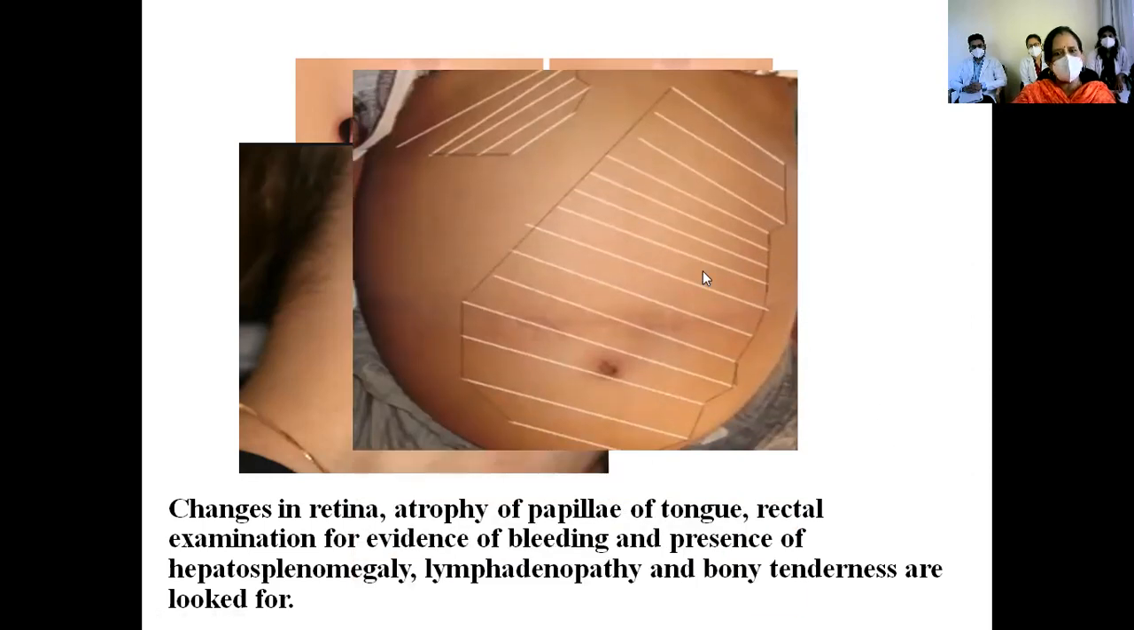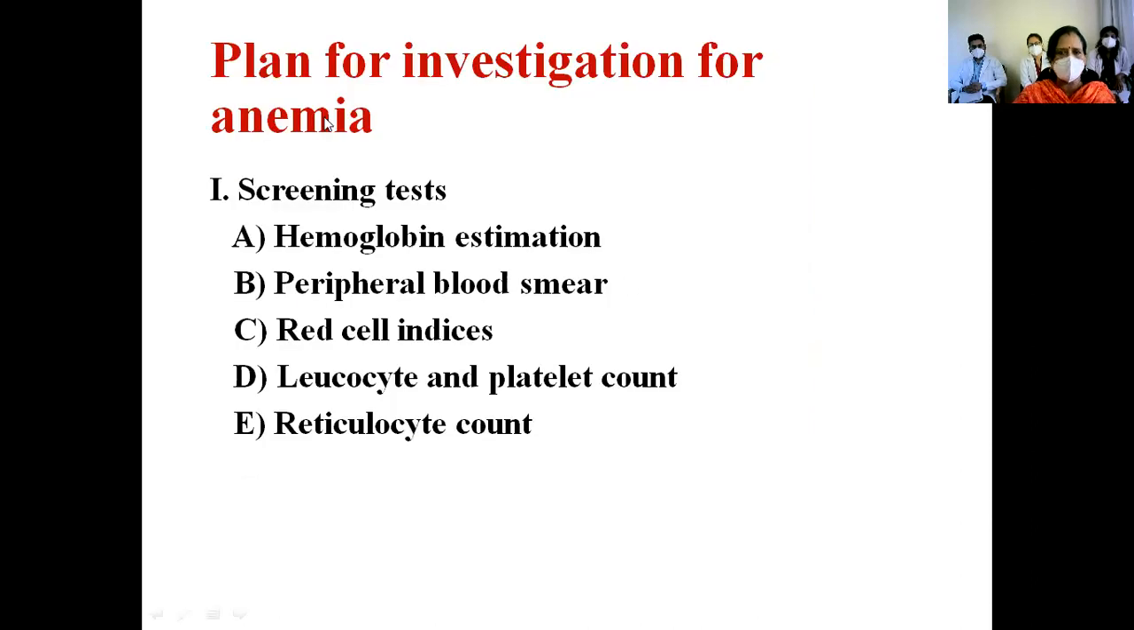So this is hepatosplenomegaly that you have shown. But this is marked splenomegaly in a child. So we can think of macrocytic anemia, which has more. So we need to plan for investigation of anemia.